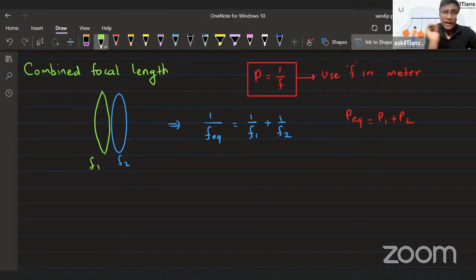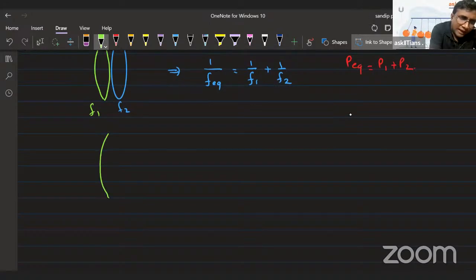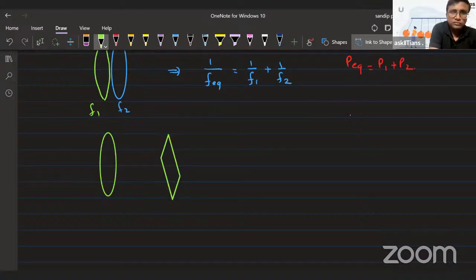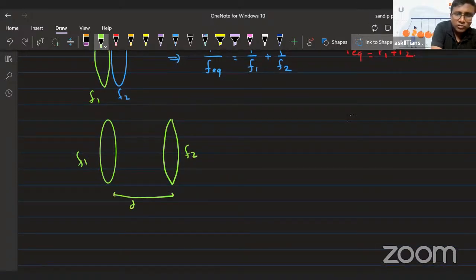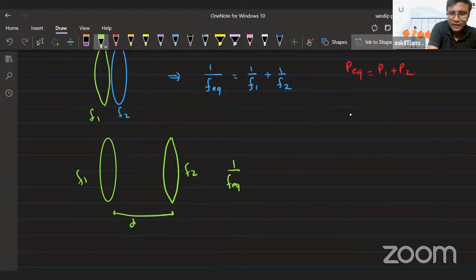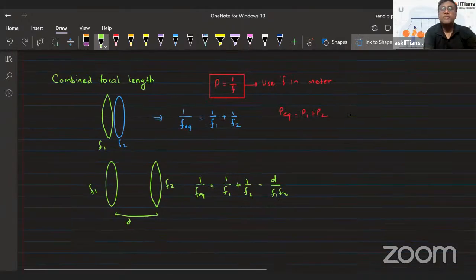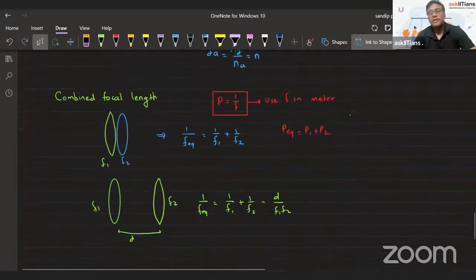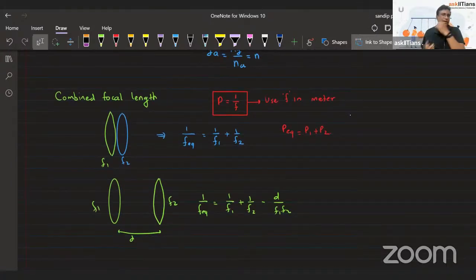And one more small formula I can mention: if there is a gap between the two lenses, a gap of D, again the focal lengths are F1, F2, distance is D. Then 1 upon F equivalent is 1 upon F1 plus 1 upon F2 minus D upon F1 into F2. Okay. These 2-3 small formulas also will give you some marks, right?